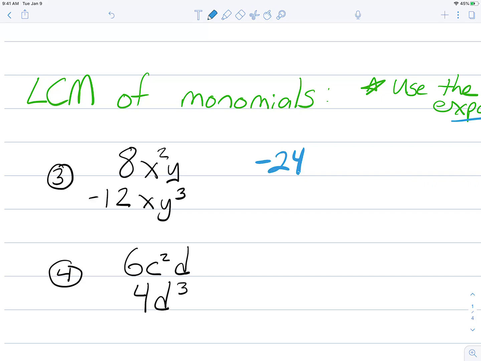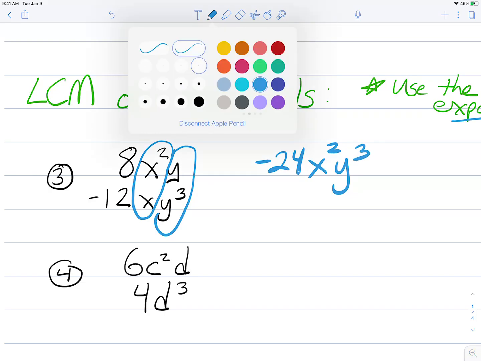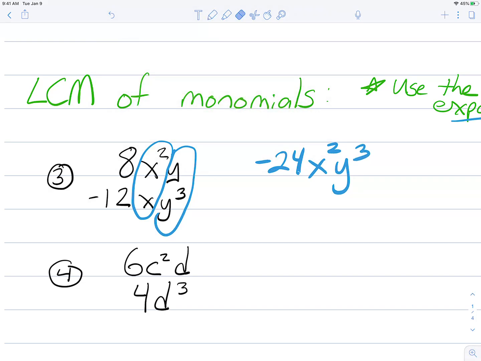Now, there's x values. If we look at the x's, the highest exponent is a 2, so that one's going to be an x squared. And the highest y value is a 3, so it's going to be y cubed. Now, here's why we care about this. We are going to be having to multiply so that they have the same denominator. So what I would multiply this one by is a negative 3, the x's are fine, and a y squared, and I would get my LCM. For the other one, I would multiply it by a 2 and an x to get my LCM.